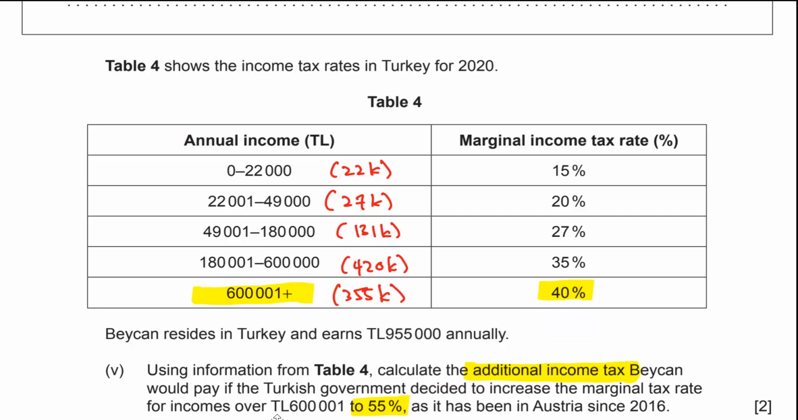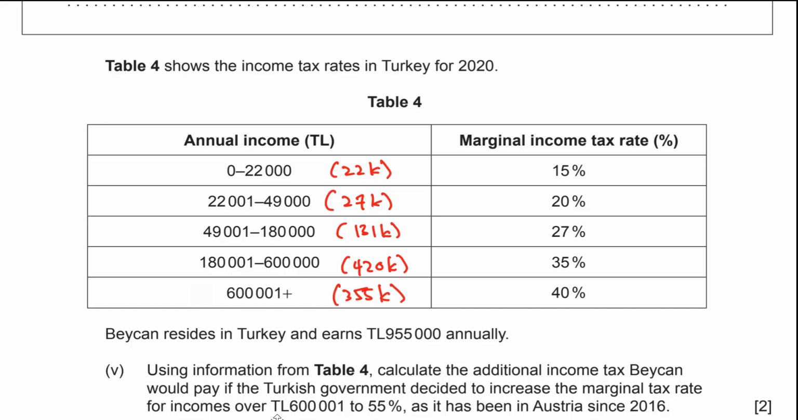Okay, so in order to tackle this question, what we've got to do is first calculate the income tax before at 40%, and then we'll do it again at 55%, and then we'll see the delta, and that's going to be the additional tax that this person has to pay. Okay, that's the strategy moving forward.